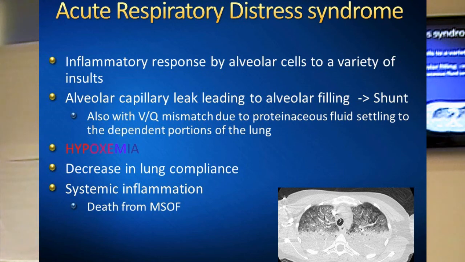So does everyone know the ways that we talk about hypoxemia, shunt versus VQ mismatch? Shunt basically means your alveoli are filled with something, so the actual air sacs get filled with something. And VQ mismatch, so your VQ is your perfusion versus ventilation. In our lungs we have different zones, but we have a pretty consistent way that ventilation and perfusion are matched.